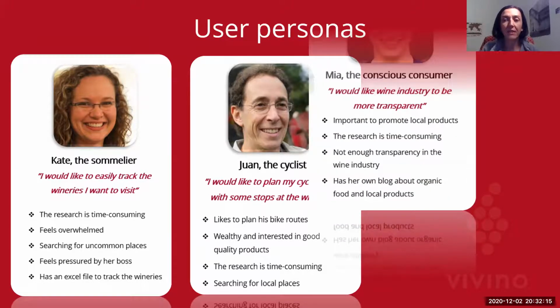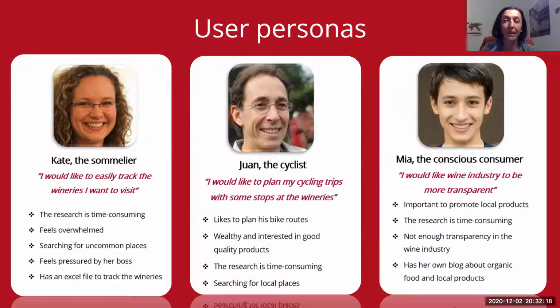And then Mia is the conscious consumer. She's very engaged in the 0 kilometer movement and being more conscious. So she thinks that we need to promote local products, especially due to COVID or after the COVID pandemic, that there is a need to promote local producers. And then she is also an activist and writes a blog where she presents all the products. She would like to have more transparency about the wine industry. Where do these products that she uses or buys come from?